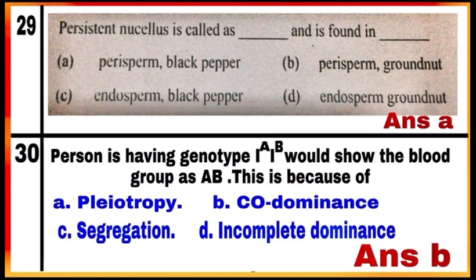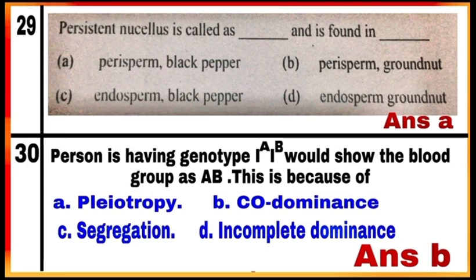Question 29. Persistent nucellus is called as dash and is found in dash. Persistent nucellus is called as perisperm and found in seeds of black pepper. So here mark A as a correct answer.